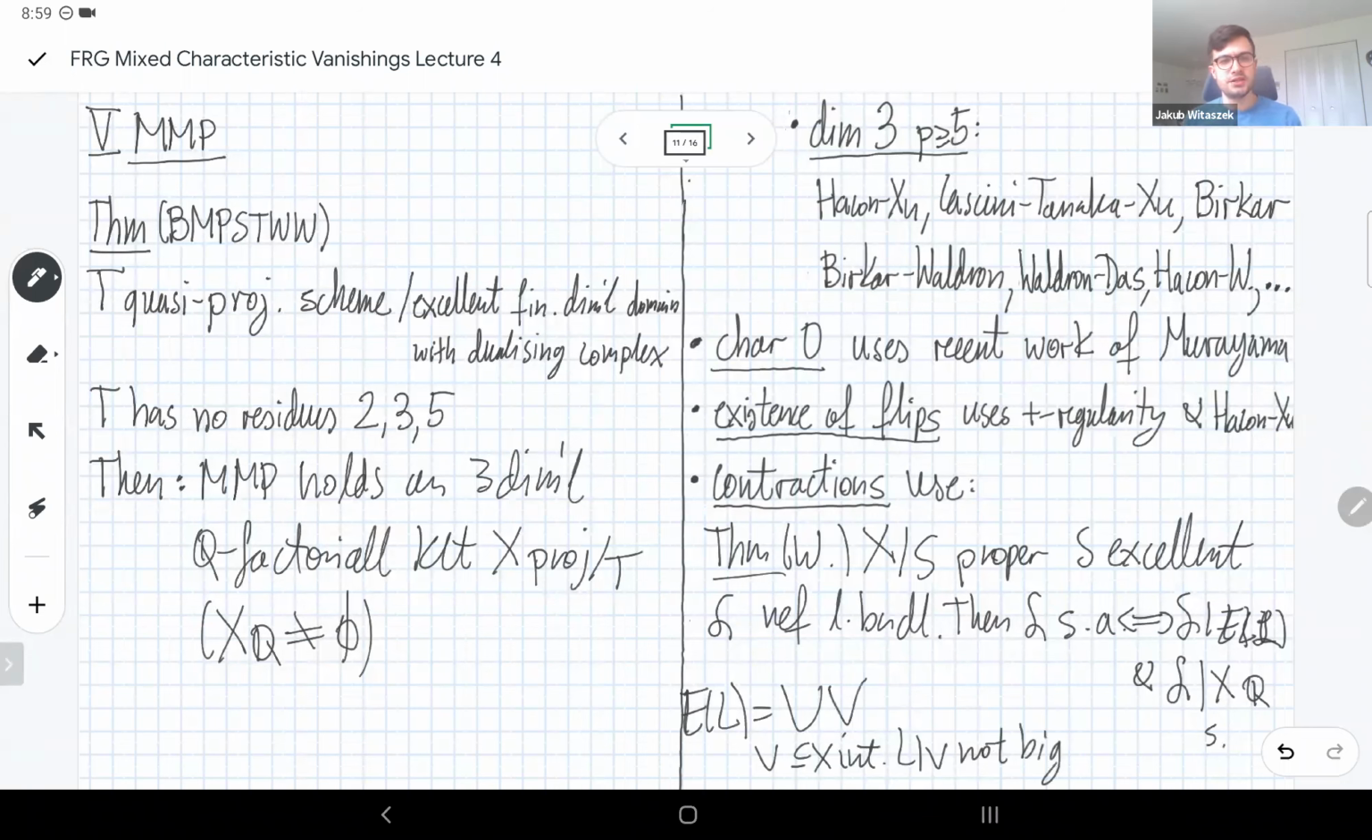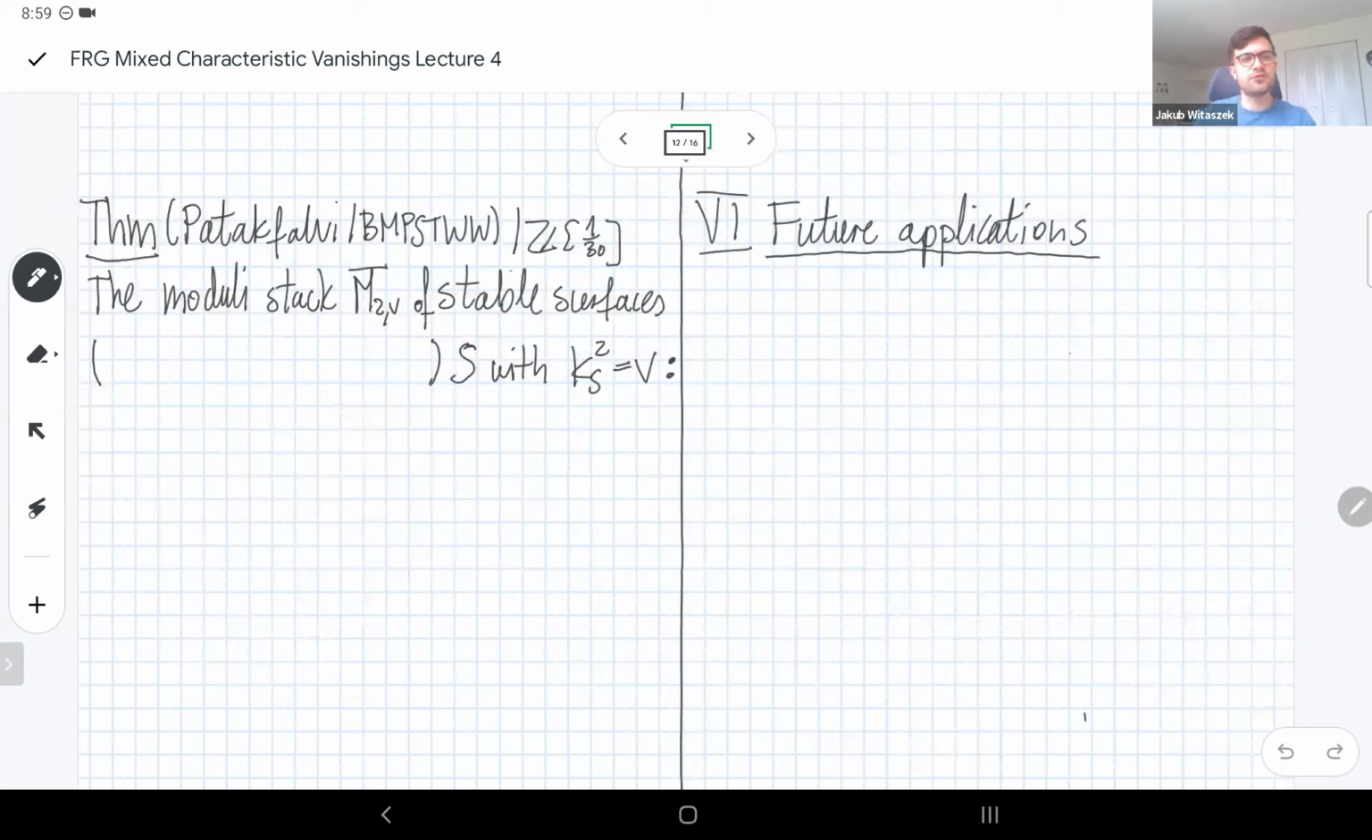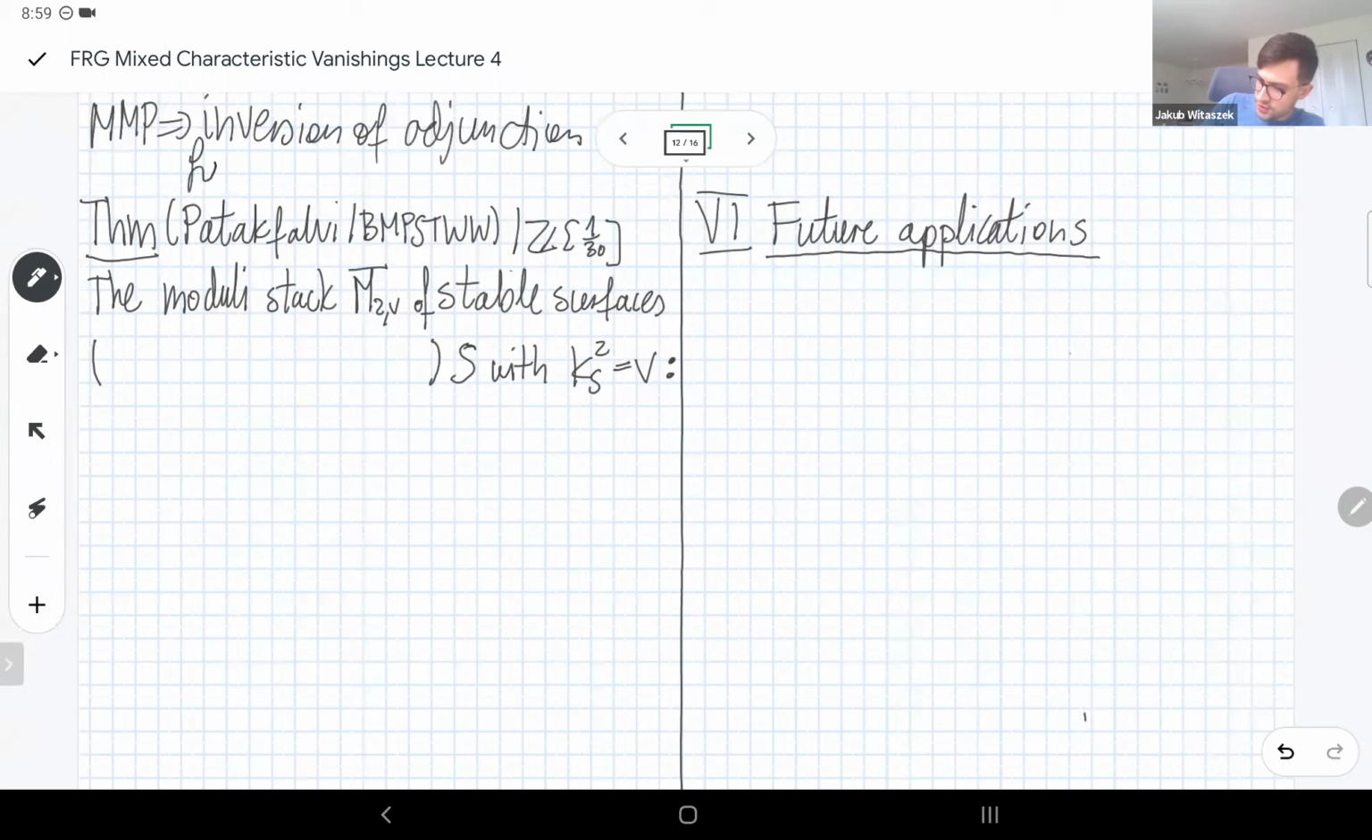And also in our case, to show the base point free theorem, we also used the recent result in the non-Q-factorial MMP by János Kollár. Okay, so let me finish by stating one application of this MMP. When we have the MMP, we can use it to show that there is inversion of adjunction for log canonical singularities.